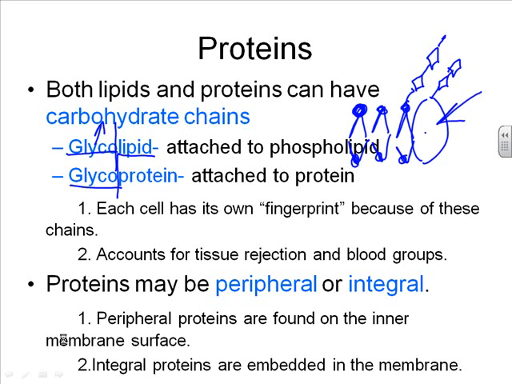These proteins here may be either peripheral, on the edge. You can see them both on the outer and the inner edge, or integral. Now, peripheral proteins are going to be found only on your inner edge, whereas integral are integrated. They're embedded completely throughout the membrane. You may see them sticking out both the top, all the way through the layer and through the bottom, whereas peripheral we're only going to see on that inner edge.